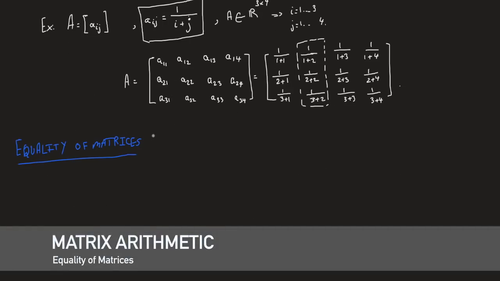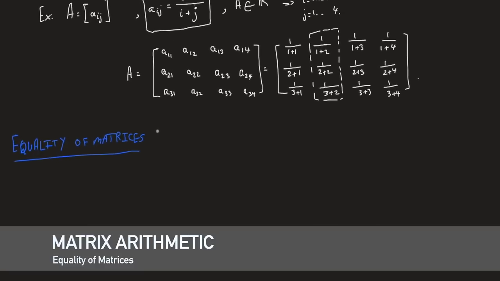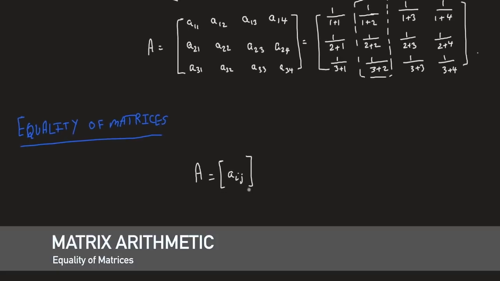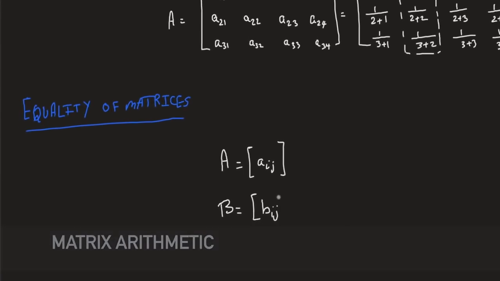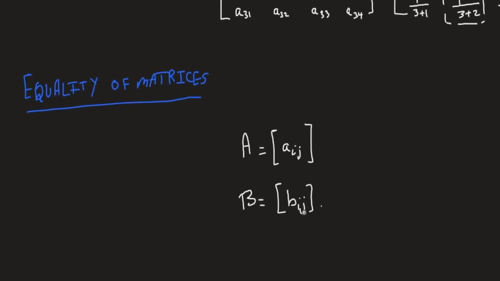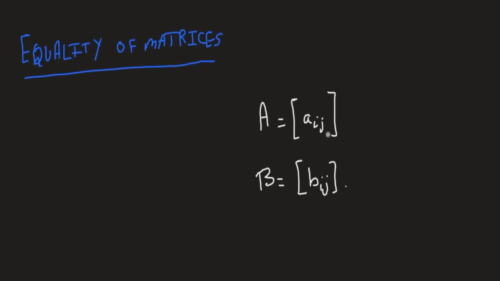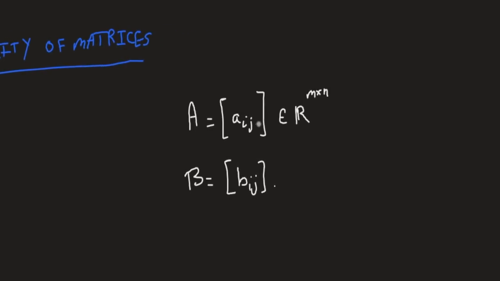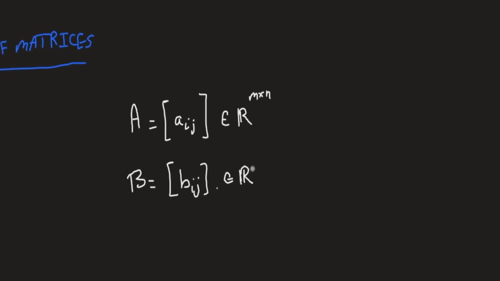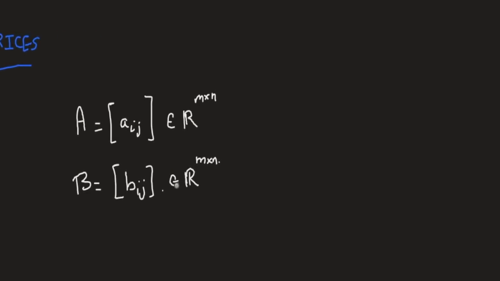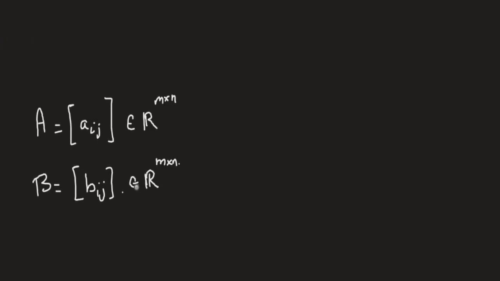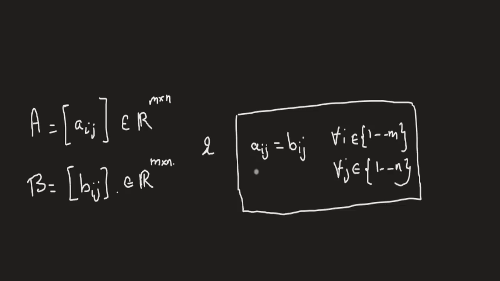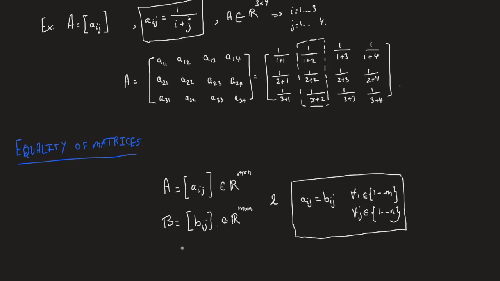Now let's talk about the equality of matrices. When do we say that two matrices, A with entries a_ij and B with entries b_ij, are equal? They're equal if they have the same size, first of all. So you can't compare matrices which are incompatible. So if A falls in R^(m by n), then to compare A with B, B should also fall in R^(m by n). This is one thing. And the second thing is that their corresponding elements should be equal. That is, a_ij should be equal to b_ij for all i going from 1 till m, and j going from 1 till n.